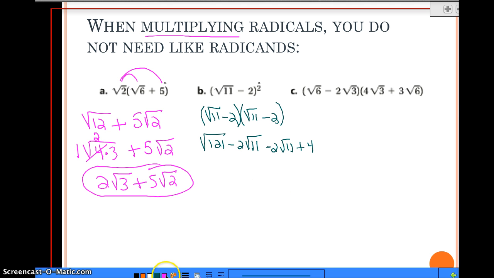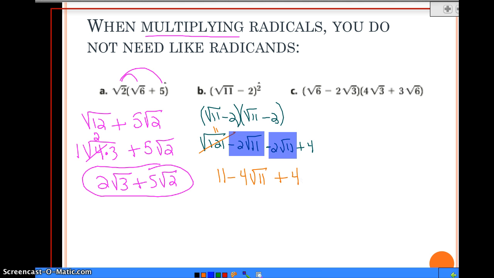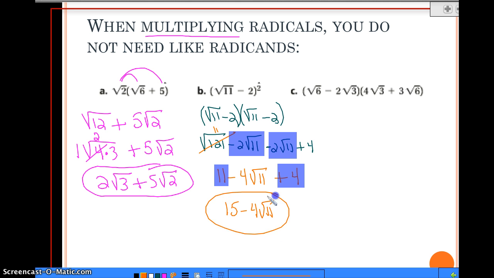Let's go ahead and simplify some stuff up here. We know that the square root of 121 comes out as 11. So that's going to give us 11 minus 2 root 11, negative 2 root 11. Negative 2 root 11 and negative 2 root 11 are like terms. So negative 2 root 11 minus 2 root 11 is minus 4 root 11. Plus 4 drops down. We have like terms again. 11 and positive 4 comes out to 15 minus 4 root 11. Can't subtract those because they don't have like radicands.